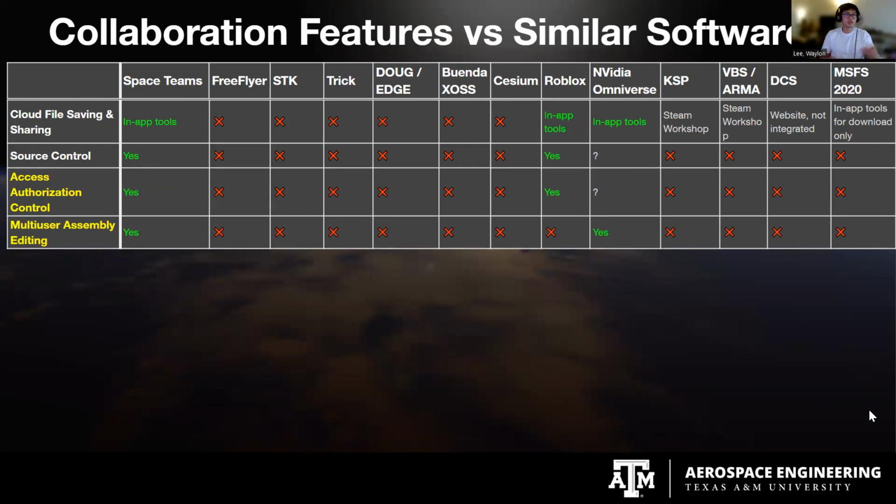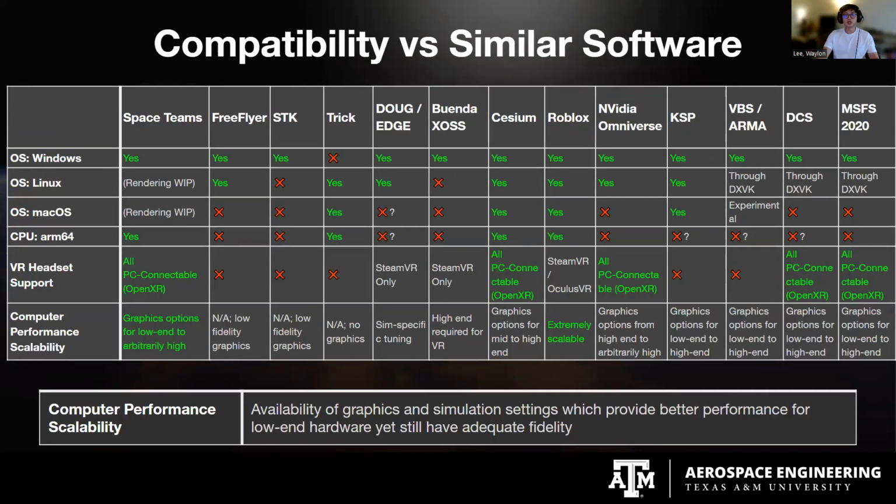We'll talk a little bit more about the collaboration features. So some of the collaboration features within Space Teams versus all these similar softwares, we have really nice source control. We have multi-user assembly editing, so you can have multiple people working on the same project at the same time within the same sim, save that off and run it off. So say you're building a spacecraft in front of each other, you can do that. And we are cross-platform, so we have Windows, Linux, Mac OS, ARM64 capabilities, and we have VR headset support using Steam VR.